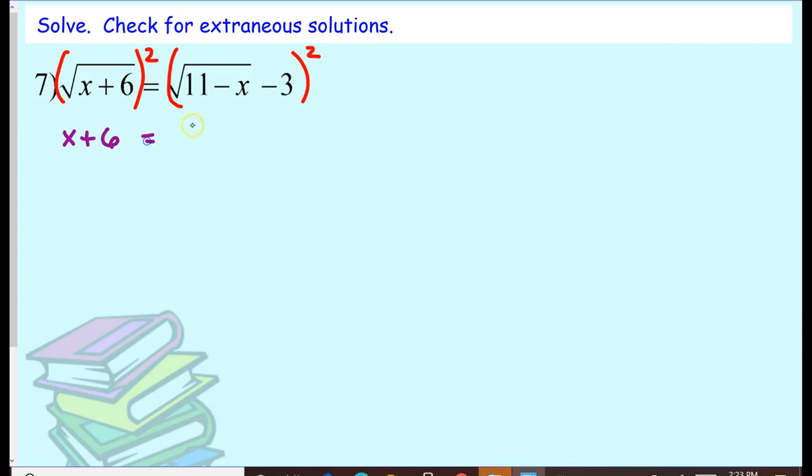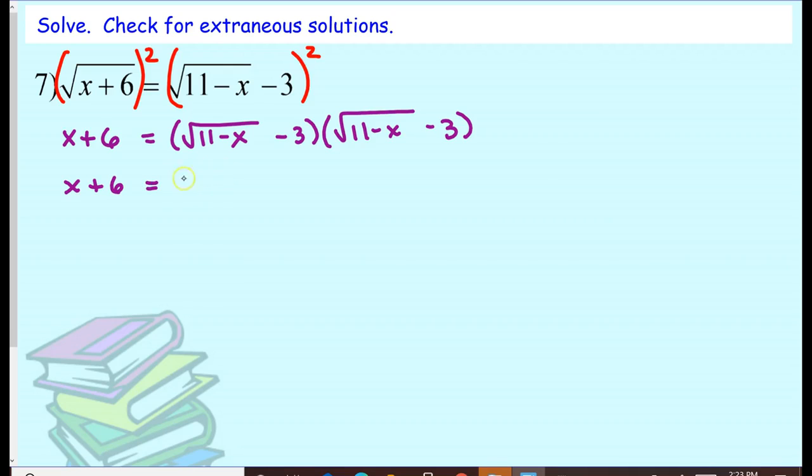But when you square the right, you actually have to FOIL, so I'm going to write out what we're about to do. Square root 11 minus x minus 3 times square root 11 minus x minus 3. Okay, so when we multiply that all out, the first will give us 11 minus x. The outside, negative 3 times square root blah blah blah. The inside, negative 3 times square root blah blah blah. Together we have negative 6 times square root blah blah blah. And the last is plus 9.